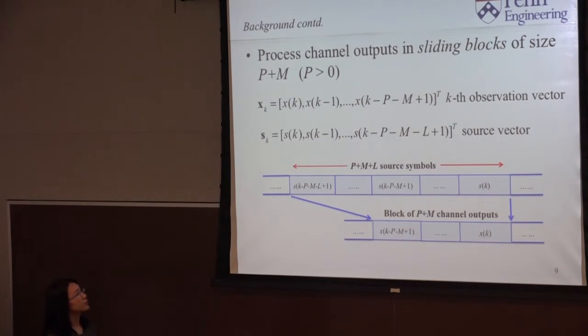Now suppose that we process the channel outputs in sliding blocks along the output sequence in blocks of P plus M. So that means these P plus M outputs are processed in each iteration. And since the channel has order L, these P plus M channel outputs are affected by P plus M plus L source symbols. That means more source symbols contribute to these channel outputs.